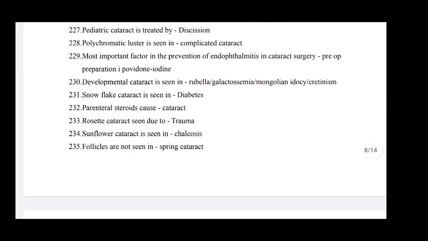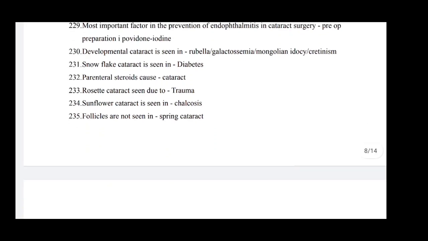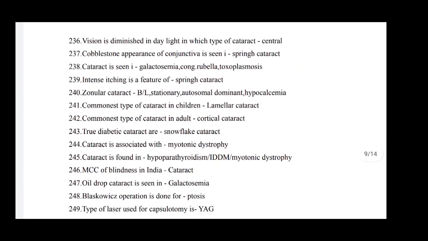Developmental cataract is seen in rubella, galactosemia, Mongolian idiocy, cretinism. Snowflake cataract is seen in diabetes; parenteral steroid causes cataract. Rosette cataract is seen due to trauma. Sunflower cataract is seen in chalcosis. Follicles are not seen in spring catarrh. Vision is diminished in daylight.